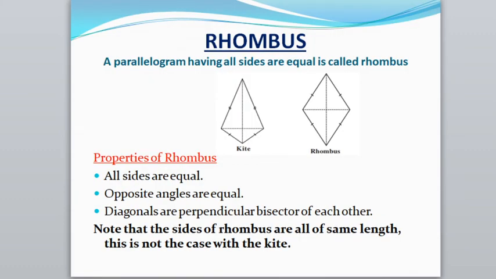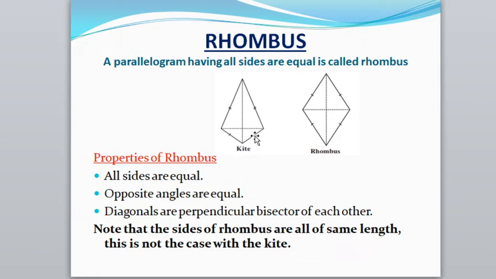Then the next kind is rhombus. Now what is a rhombus? A parallelogram having all sides equal is called a rhombus. Rhombus is a quadrilateral and we call rhombus a parallelogram. But here in a rhombus all sides are equal.